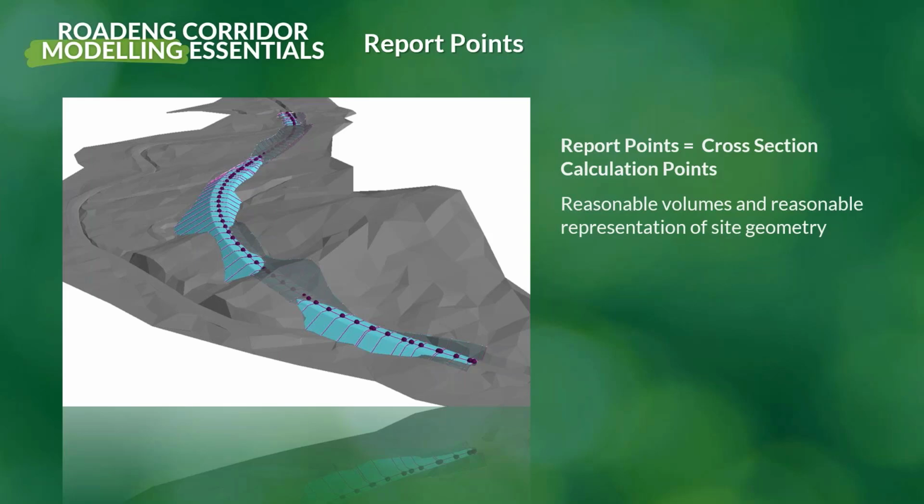So I mentioned these briefly before. These are these little purple symbols here on our center line. I should say they're not just the purple symbol. They're actually the lines that are going across them. And report points are basically cross-section calculation points. They really do help us to make sure we get reasonable volumes and a reasonable representation of site geometry. Now, obviously, due to computational time and space, we cannot include infinite numbers of report points.